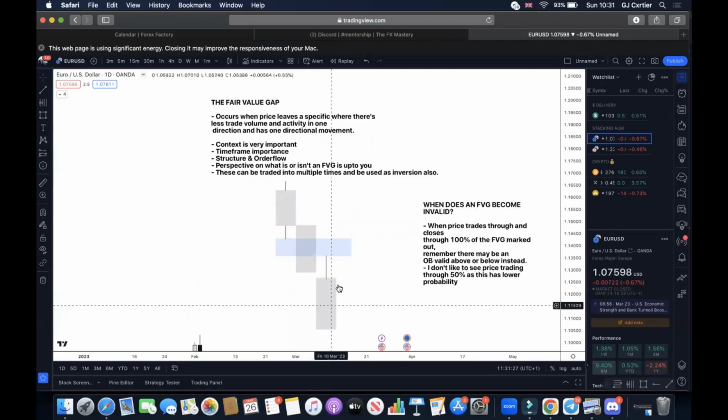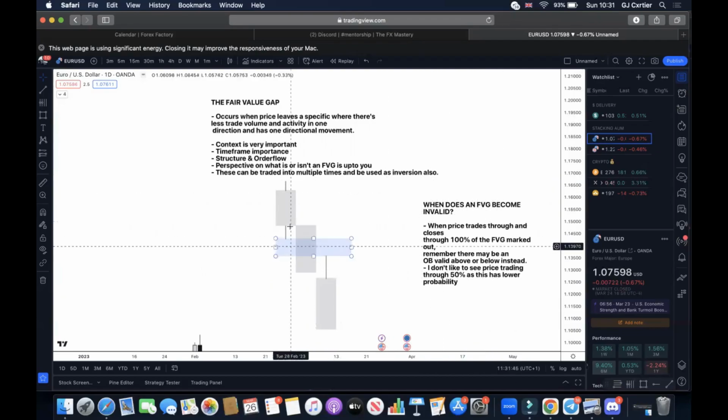So what do we expect? We expect price to retrace and pull back into this area, and this can be traded multiple times. As long as we get the closure back below, we are fine to have multiple taps and rejections into our fair value gaps. When does this actually become invalid?